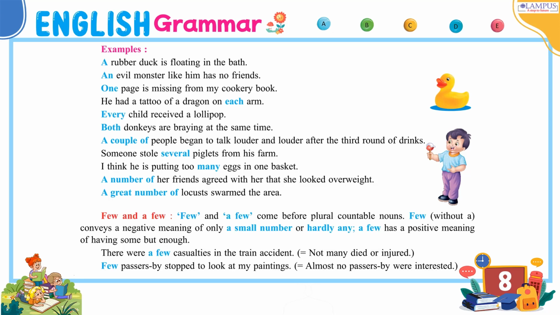Few and a few. Few and a few come before plural countable nouns. Few, without a, conveys a negative meaning of only a small number or hardly any. A few has a positive meaning of having some but enough. There were a few casualties in the train accident. Not many died or were injured. Few passers-by stopped to look at my paintings. Almost no passers-by were interested.